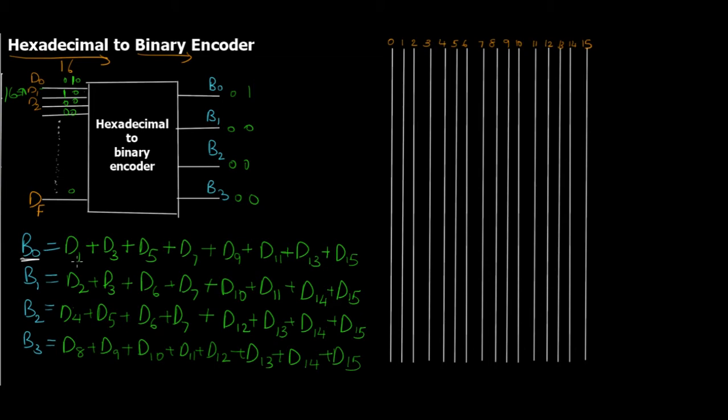So for B0 we have D1, D3, D5, D7, D9, D11, D13 and D15. So just mark those lines. First we have D1. So this is that line. Draw a circuit line from over here. Then we have D3. So 0, 1, 2, 3. So this is that line.